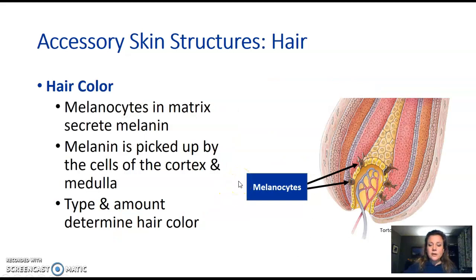As I mentioned, hair color is provided by the melanin, which is found in the melanocytes, which are found in the hair matrix. The type and the amount of melanin are going to determine hair color. So, for instance, people that have white blonde hair are not going to have nearly as much melanin as someone who has dark brown hair or black hair.